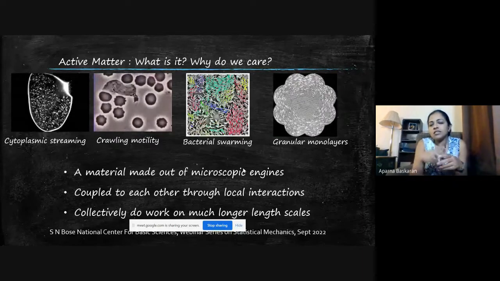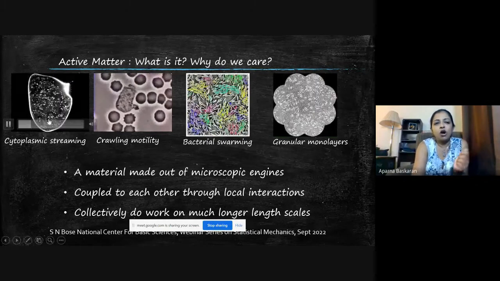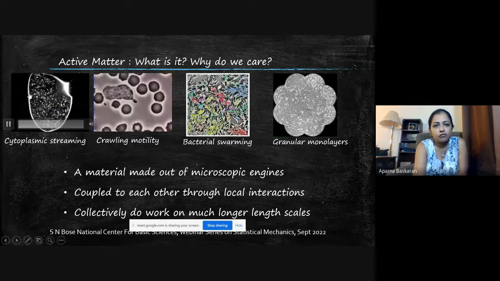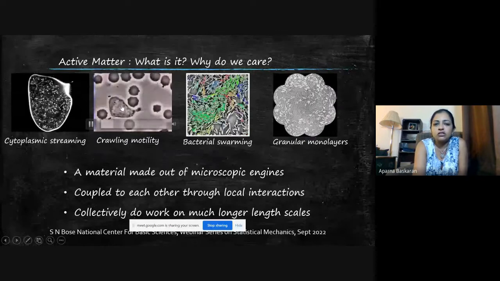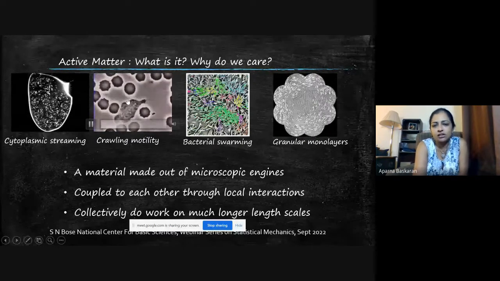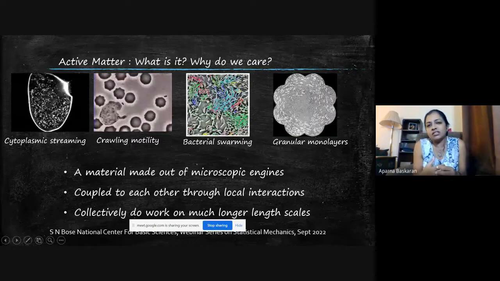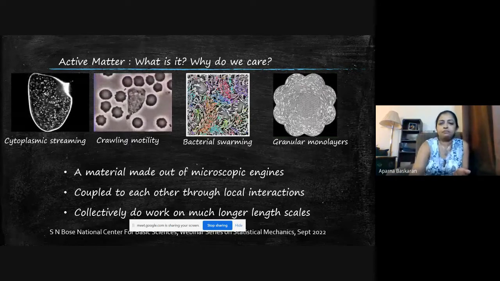And what happens is that they collectively do work on some much larger length scale. I have some small motor proteins in here that are pushing and pulling on some filaments, but I'm able to set up a flow on this much larger length scale. Again, there are teeny tiny motor proteins on the nanometer length scale doing something, but I'm accomplishing something that is this whole cell crawling. So that kind of thing. So this is the paradigm that unifies all these diverse systems into this one name called active matter.